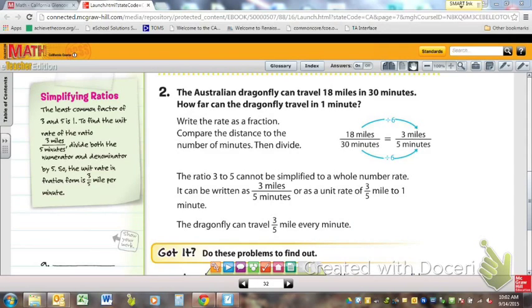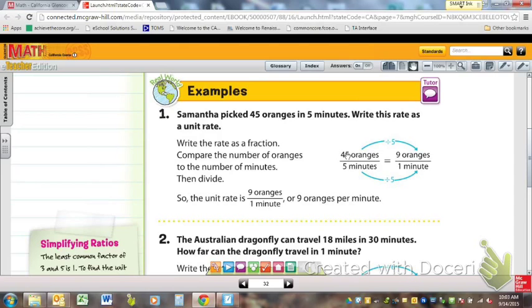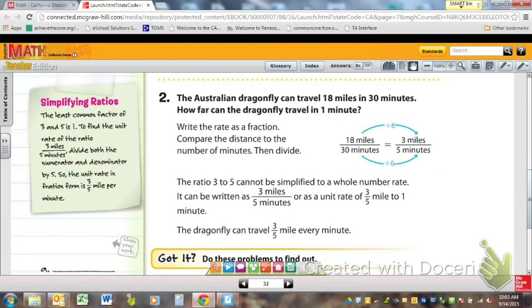For this one, it says the Australian dragonfly can travel 18 miles in 30 minutes. How far can the dragonfly travel in 1 minute? So the first thing we do is write it as a fraction. 18 miles in 30 minutes. And that's another thing: we write it down the way it's given to us. So here we had 45 oranges in 5 minutes, so we write it 45 over 5. We don't have to put 5 over 45. This one says 18 over 30, so we write it as 18 in 30 minutes.